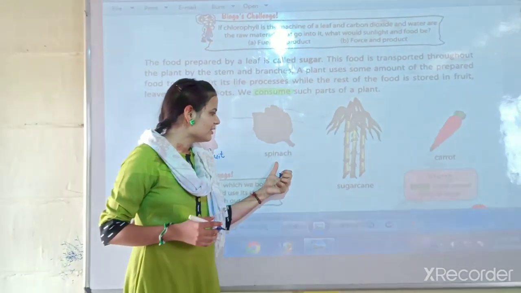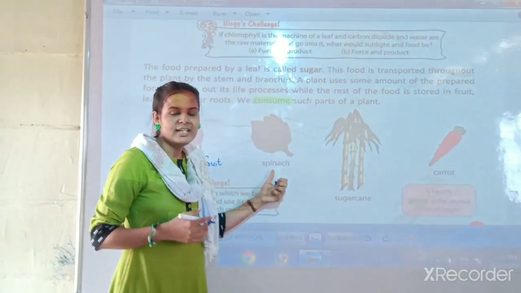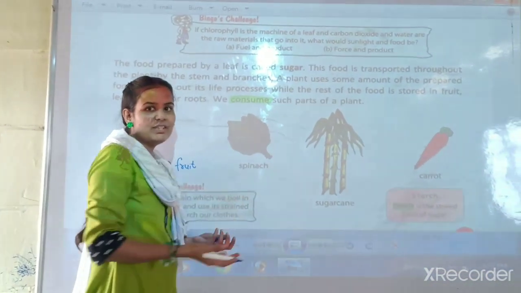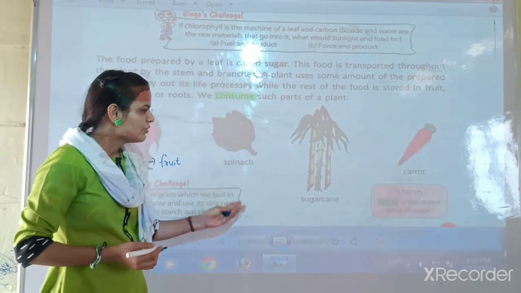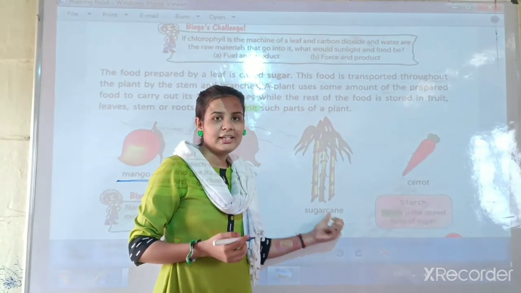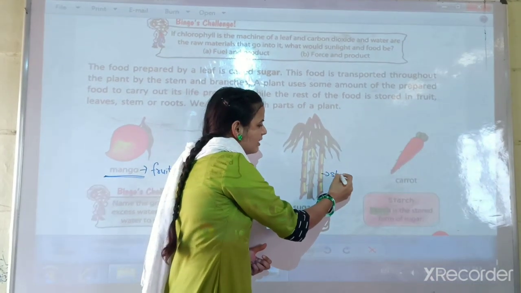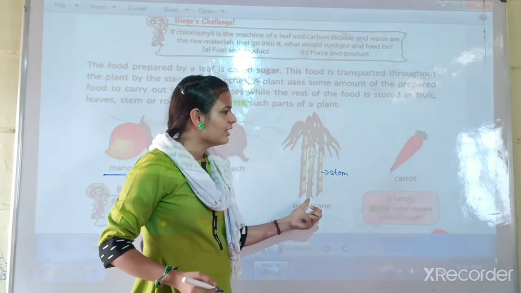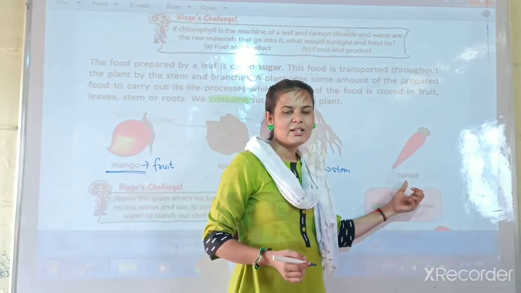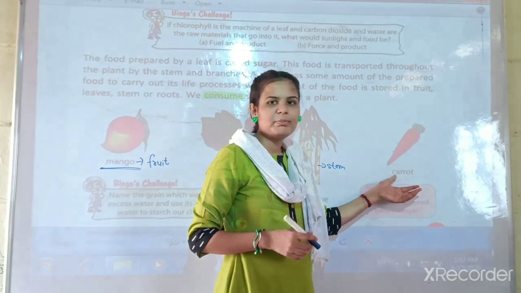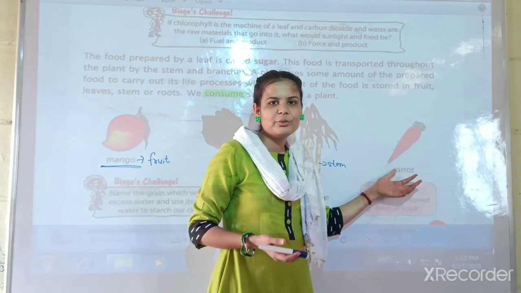Okay, if we take a second example, spinach. In the spinach plant, the extra food is stored in its leaf, and that is why we eat the leaves. Okay, so the third example is sugarcane. In the sugarcane plant, we can see the extra food is stored in its stem. Okay, and in the fourth example, carrot. Carrot is the root part of a plant. So in the carrot plant, the extra food is stored in its root part.